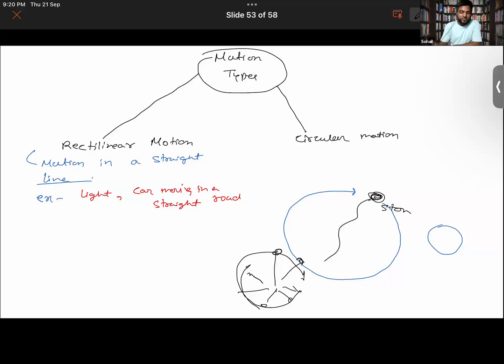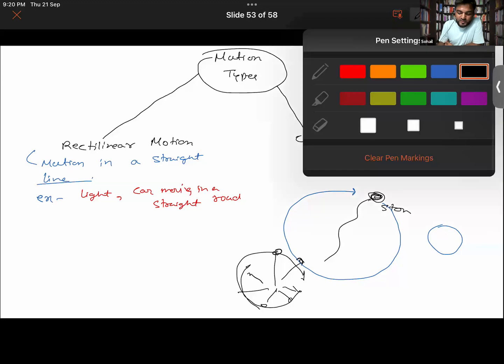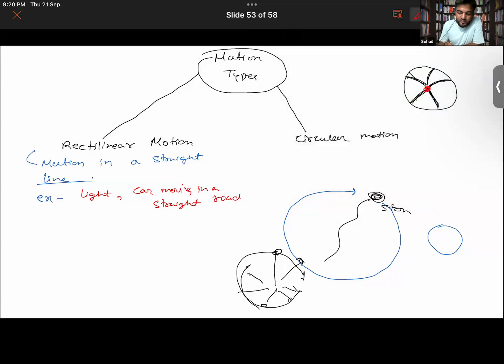In circular motion, one interesting thing to note is that, for example, as you said, a merry-go-round somewhat looks like this if you look at it from the top. There's a center, and the whole body of this merry-go-round is moving around this center.